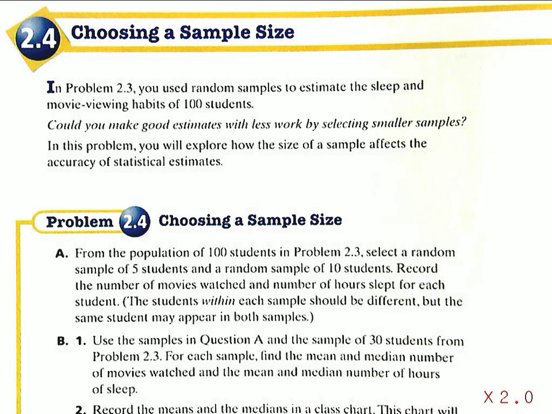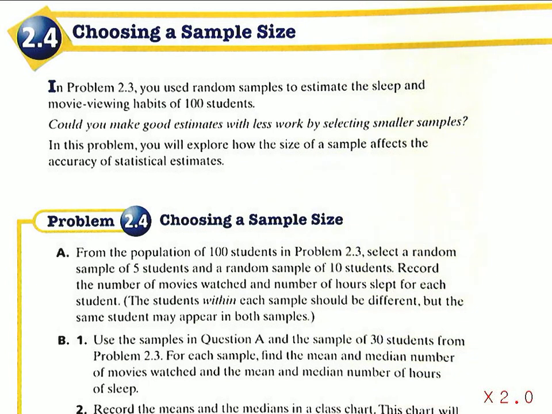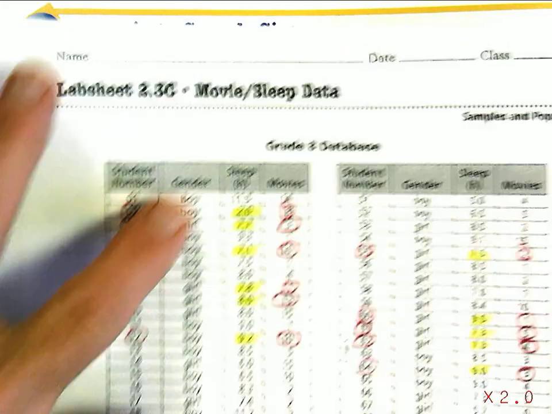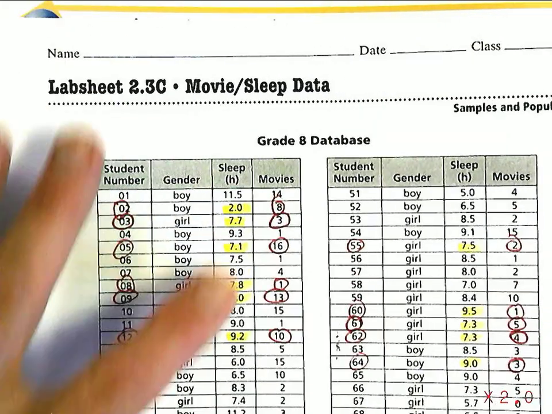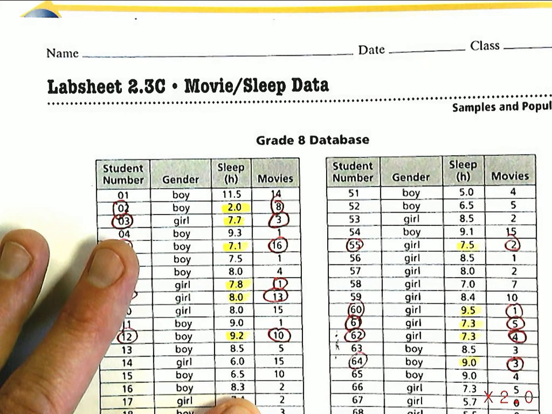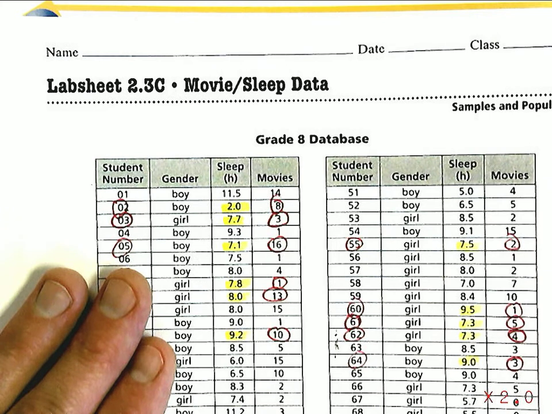So we're working today on problem 2.4 from Samples and Populations. And in the previous investigation in 2.3, we were looking at how to find a random sample from a group of 100 students. And we were able to do that and do some calculations on the hours of sleep and the number of movies watched. And we did some class data for that. And we took a sample size of 30.